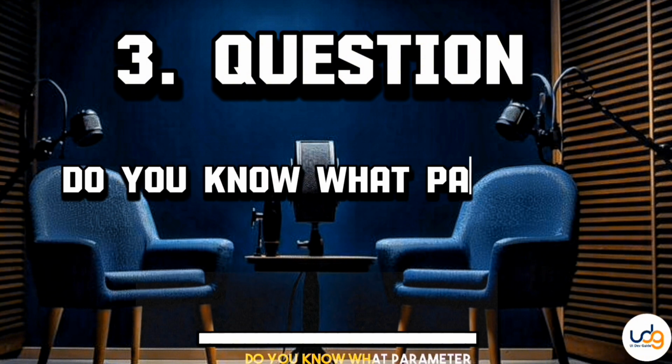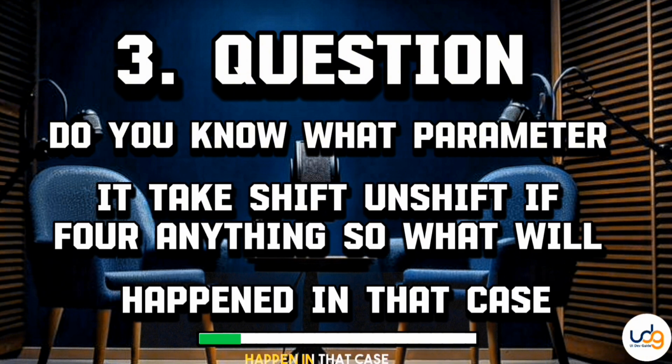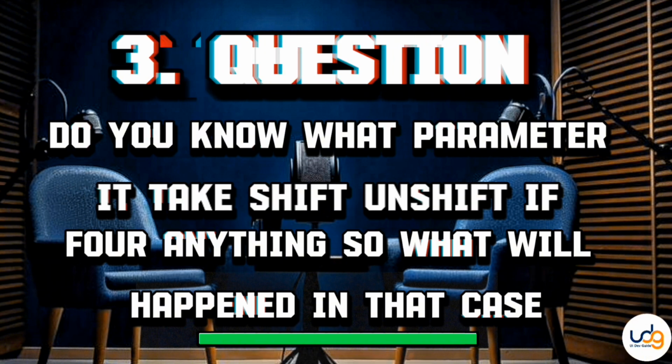Do you know what parameters shift and unshift take? If we pass 1, 2, 3, 4, anything, what will happen in that case? It will take two parameters, from where to where. Suppose we have an array 1 2 3 4. We need to give the exact place. Suppose we need to remove one from the array, we need to give 1 to 2. It will remove one and return a new array from 2.